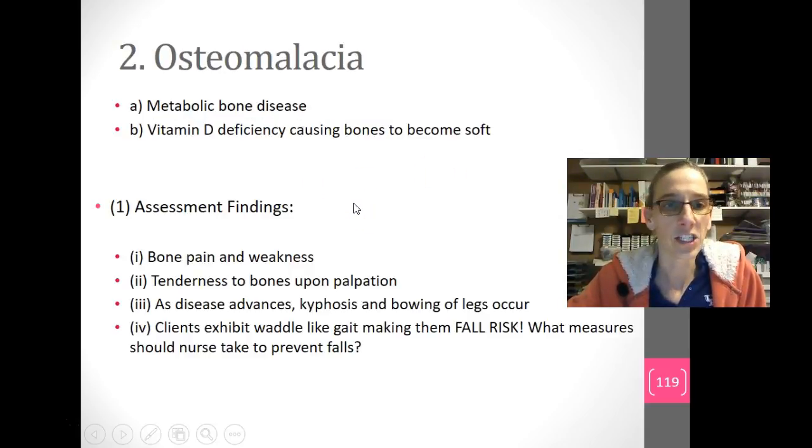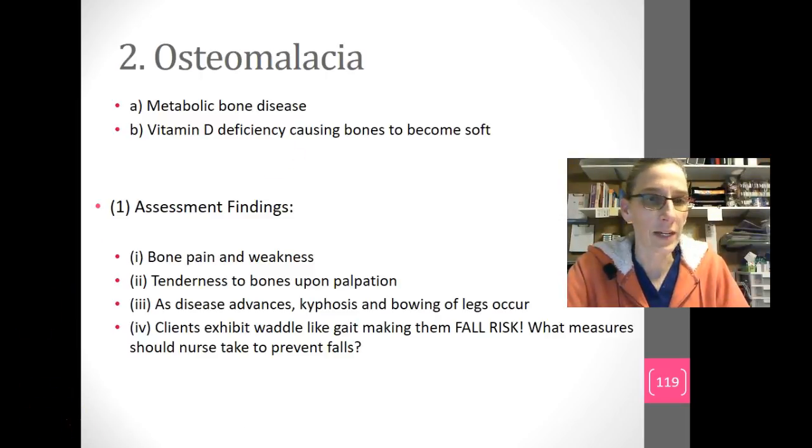All right, osteomalacia. This is a metabolic bone disease. Vitamin D deficiency causes the bones to become soft. Okay, so assessment findings for osteomalacia include bone pain and weakness, and tenderness to the bones upon palpation. As the disease advances, kyphosis and a bowing of the legs will occur. Clients exhibit a waddle-like gait, making them a fall risk.